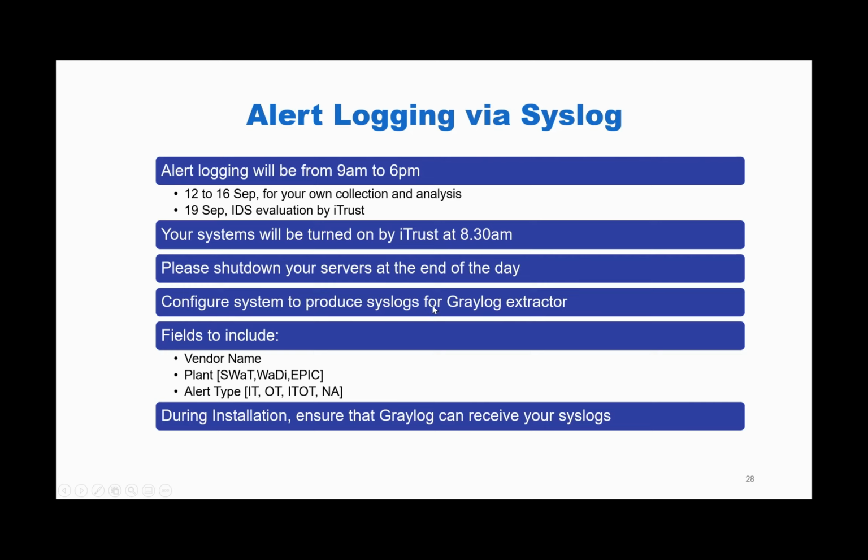Yeah. So when you're installing your systems in the next 2 weeks, please make sure that your systems are able to produce the syslogs for the Graylog extractor. And fields to include would be like a vendor name. You can also include the plant if you're able to dissect or indicate which plant it is from, and the alert type. The alert type we will go through later by Siddhan. Yeah, so the moment you install these systems in the next couple of weeks, as well as during the baselining, please ensure that Graylog can receive your syslogs.